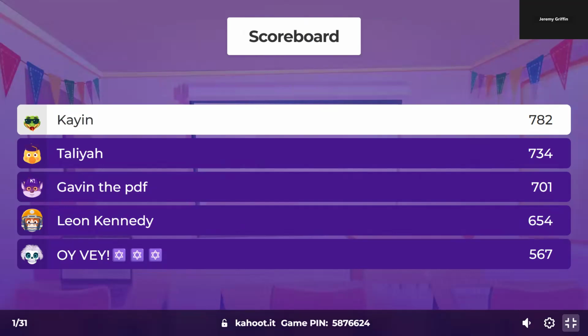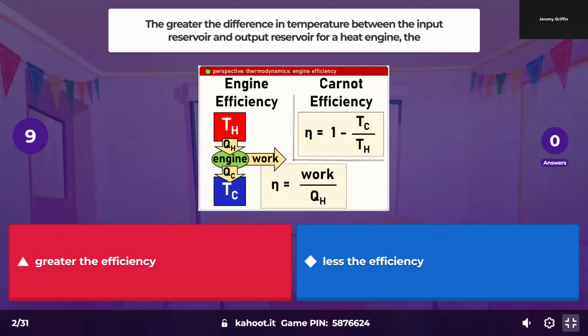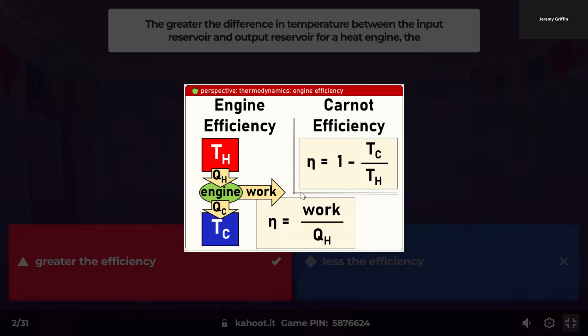All right, we got some points on the board. Yeah. The greater the difference in temperature between input and output reservoir for a heat engine, well, a couple of you guys got that, the greater the efficiency. Right, so a few ways you can think about that.